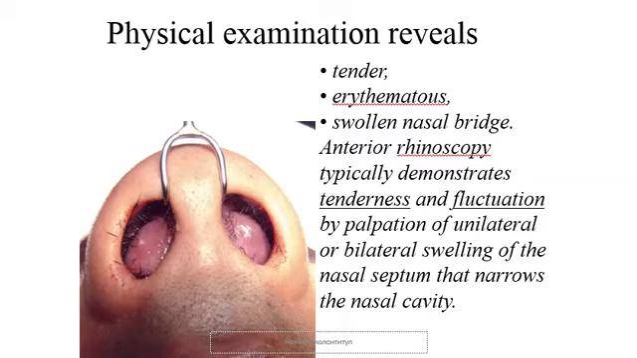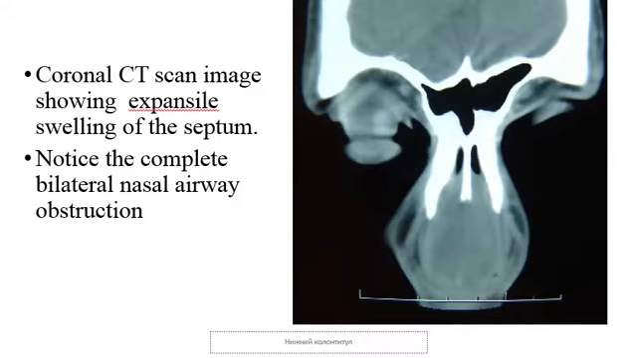In these slides we can see the anterior rhinoscopic view of the nasal septal abscess. We see tenderness, and an erythematous, swollen nasal septum during anterior rhinoscopy. It typically demonstrates tenderness and fluctuation if we palpate it, with unilateral or bilateral swelling of the nasal septum that narrows the nasal cavity. In the coronal CT scan image, there is expansive swelling of the septum, and in that patient, complete bilateral nasal airway obstruction has occurred.